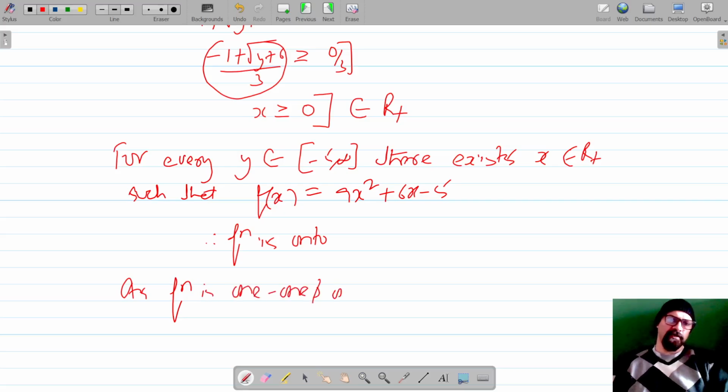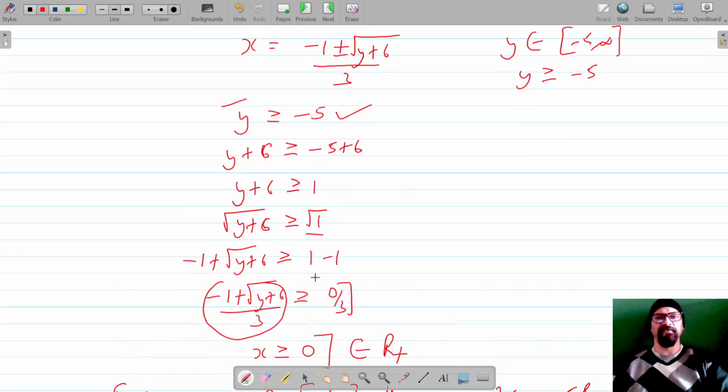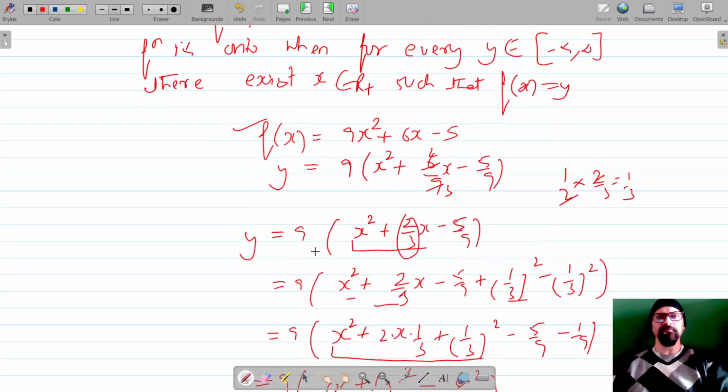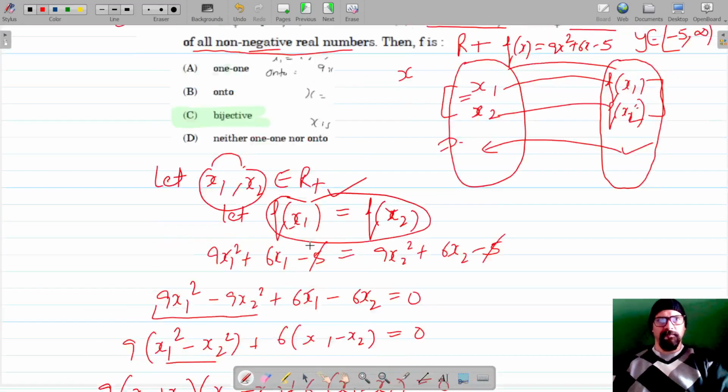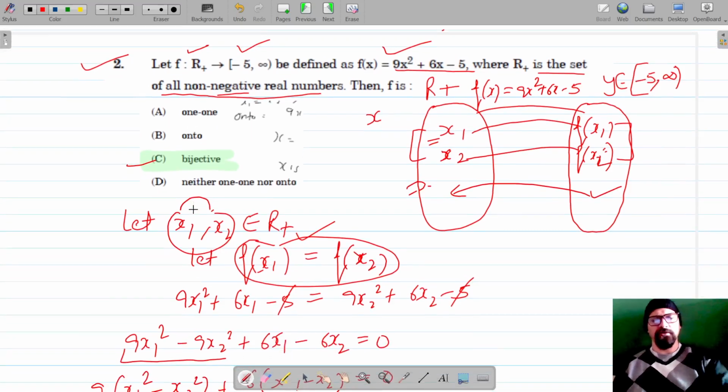And as the function is one-one and onto, that means the function is bijective. So this function is bijective. The function which is one-one and onto is bijective, and our option should be option C. Let's move on to the next question.